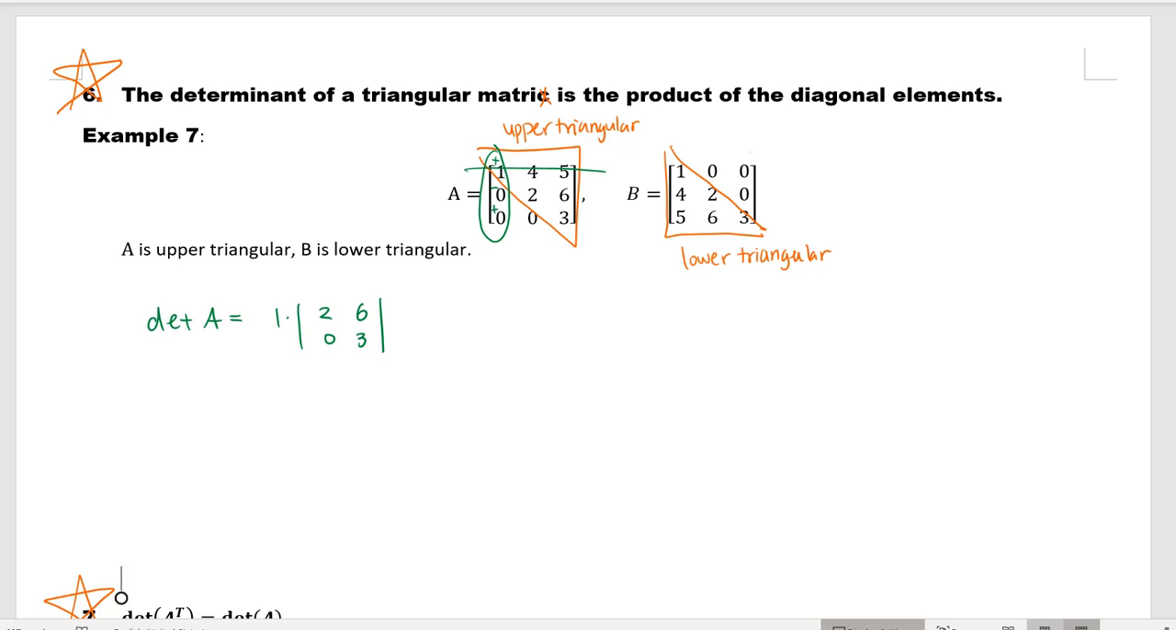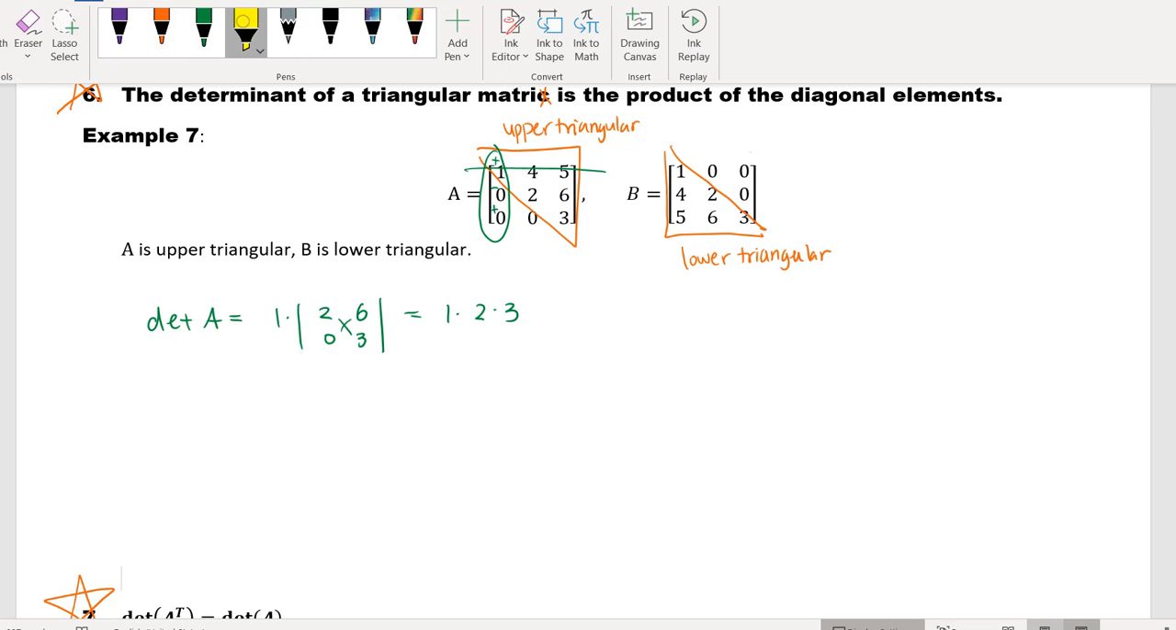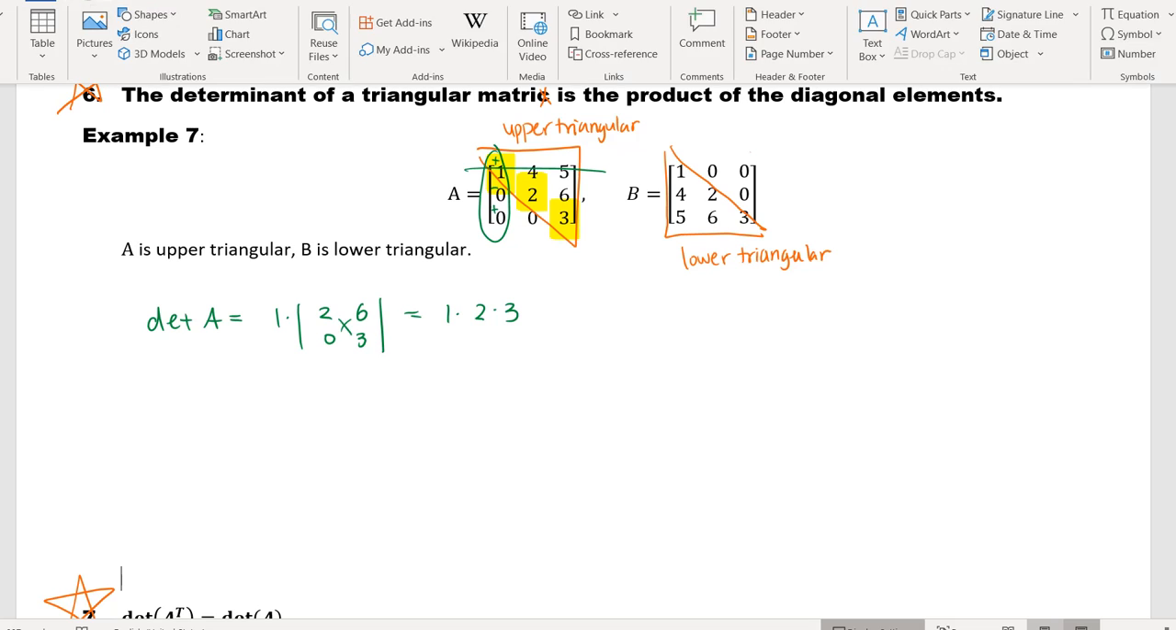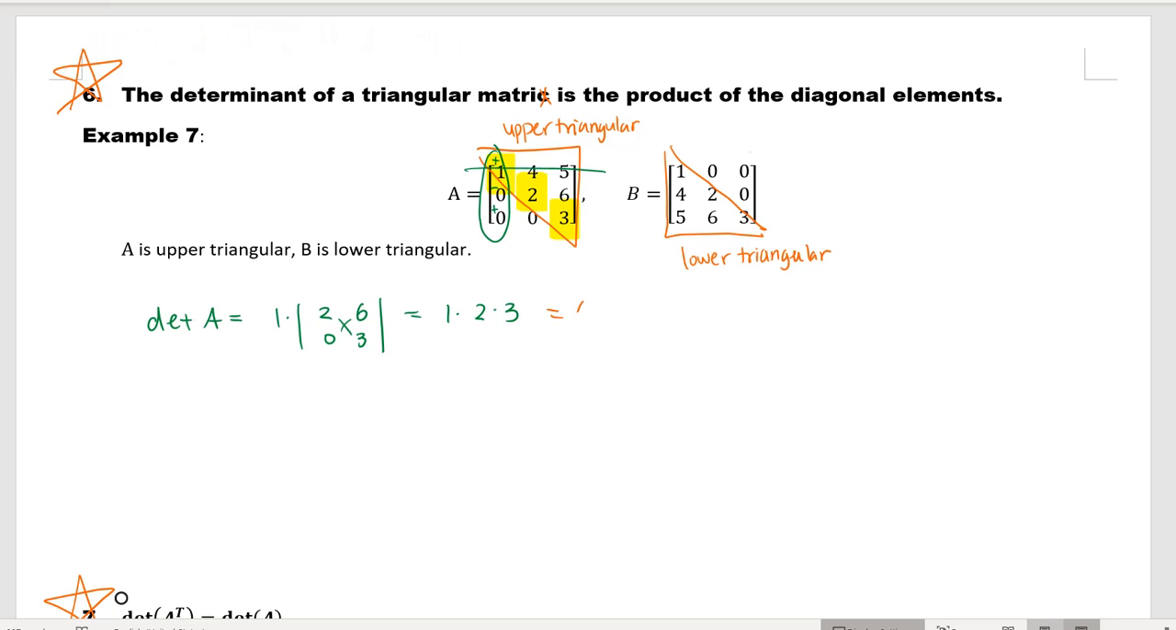And now what happened? You cross multiply. So 2 times 3, but 0 times 6 is 0. Now, do you see we have 1 times 2 times 3? Wow, that is exactly the diagonal elements of the matrix A. So that's why here we get 6, which is the product of the diagonal elements.